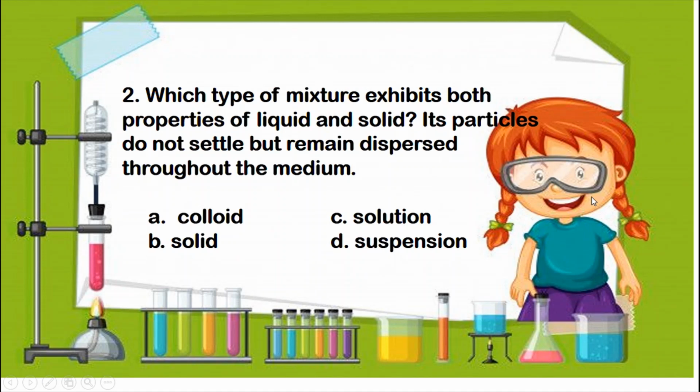Number 2, which type of mixture exhibits both properties of liquid and solid? Its particles do not settle but remain dispersed throughout the medium. A. Colloid, B. Solid, C. Solution, and D. Suspension. The answer is colloid.